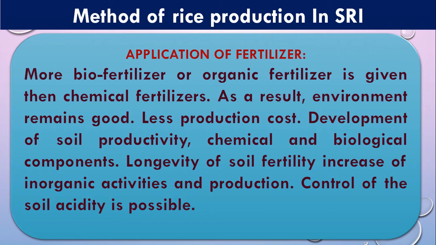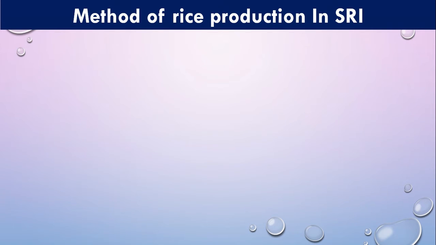So when you apply chemical fertilizer, the leftover of chemical fertilizer produces toxic substance in the land, whereas biofertilizer and organic fertilizer do not produce any toxic substance in the land.